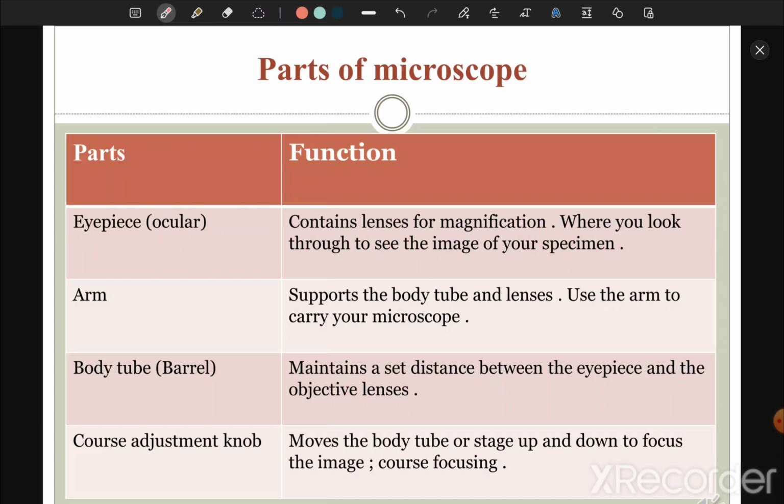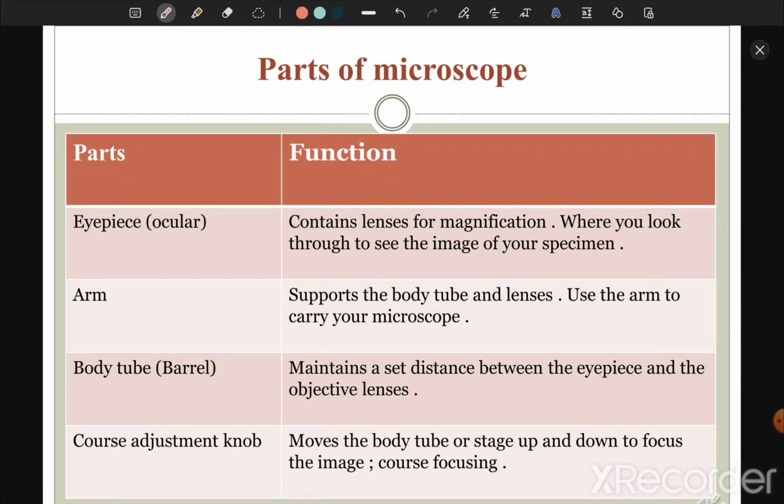If after moving the coarse knob you see the image blurred or not clear, you can use the fine adjustment knob, so it will be more focused. Image focus is according to your eye, of course. And you have the third group of lenses here, which is called the condenser lenses. It is directly beneath this stage. The main function of these condenser lenses is to condense the beam of light.